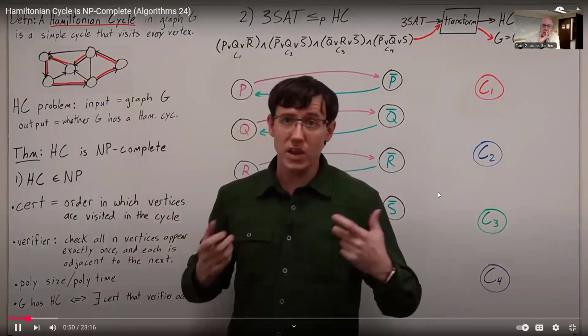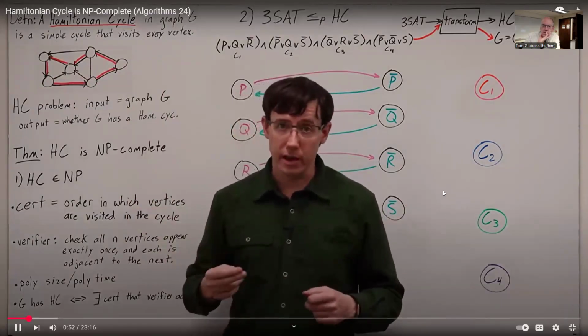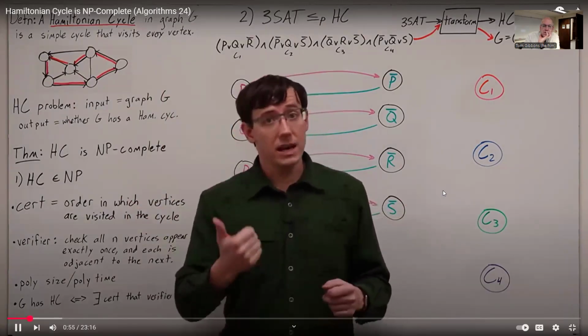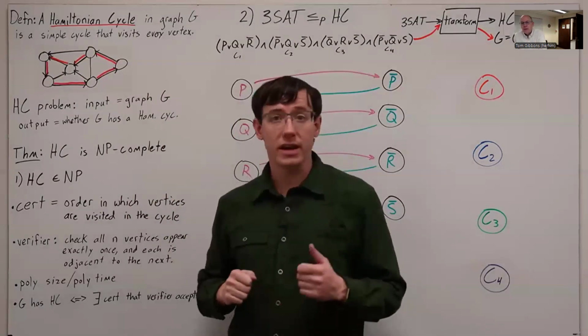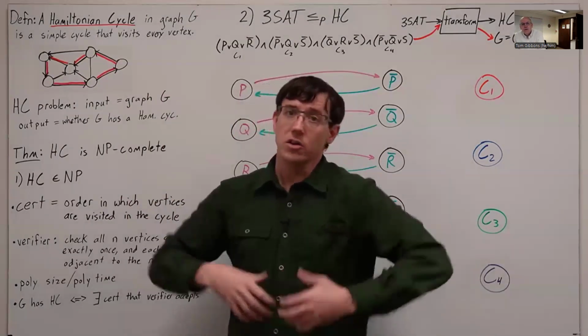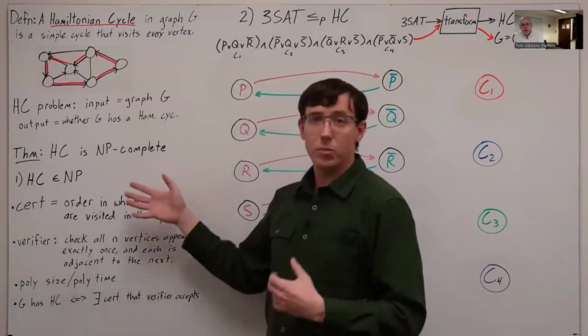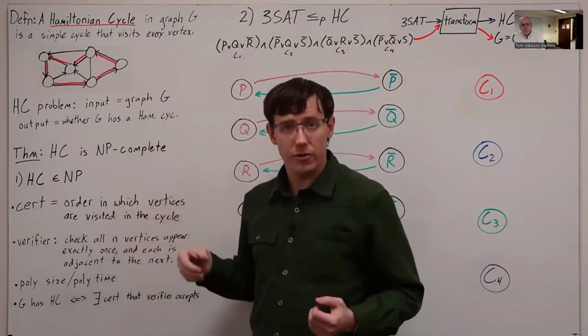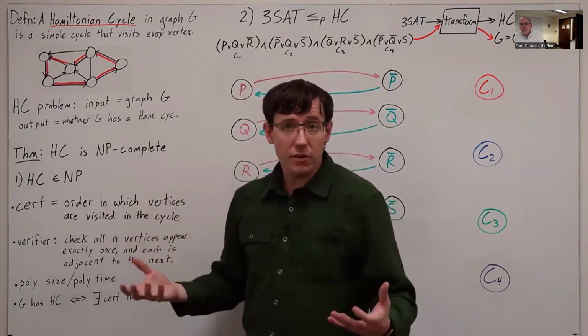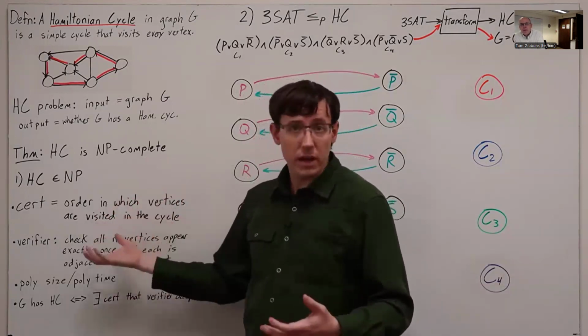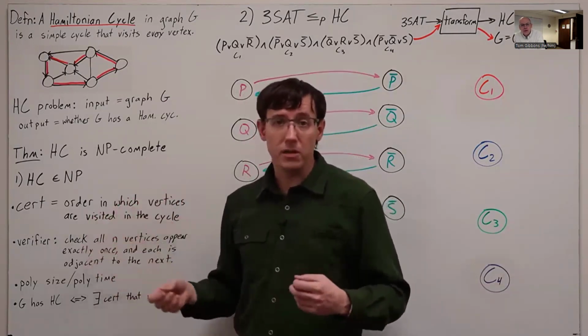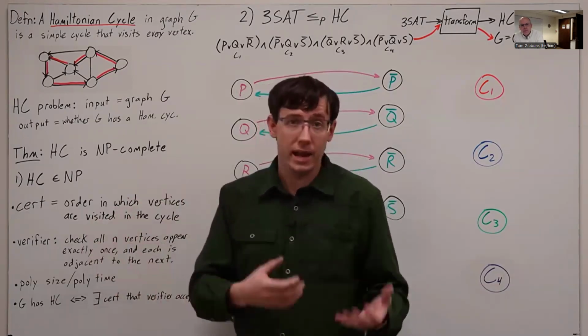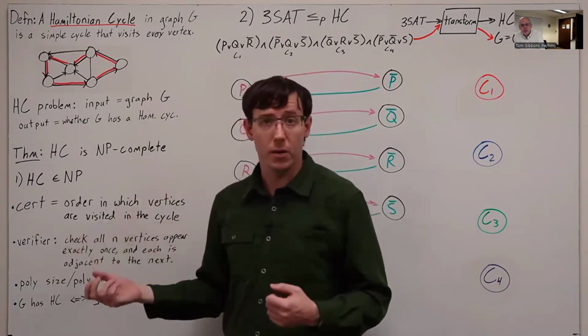To prove that a problem is NP-complete, we need to show two things. First, that it's in NP. Second, that it's NP-hard. To show that it's in NP, we provide a certificate and a verifier. And as is often the case, our certificate for the decision problem can be the sort of thing that would be an answer to the search problem.